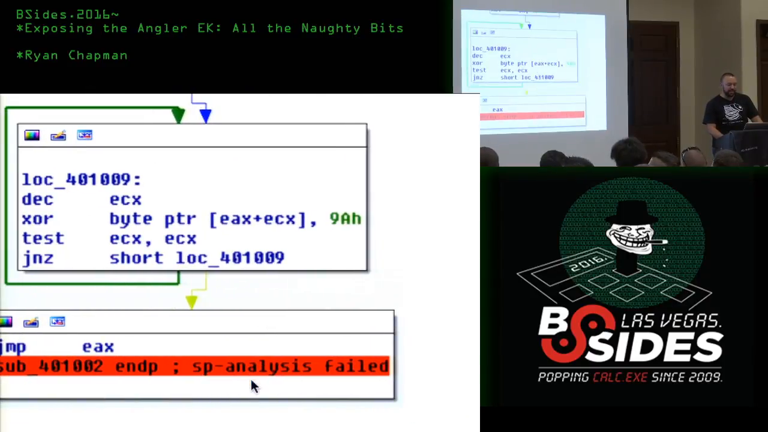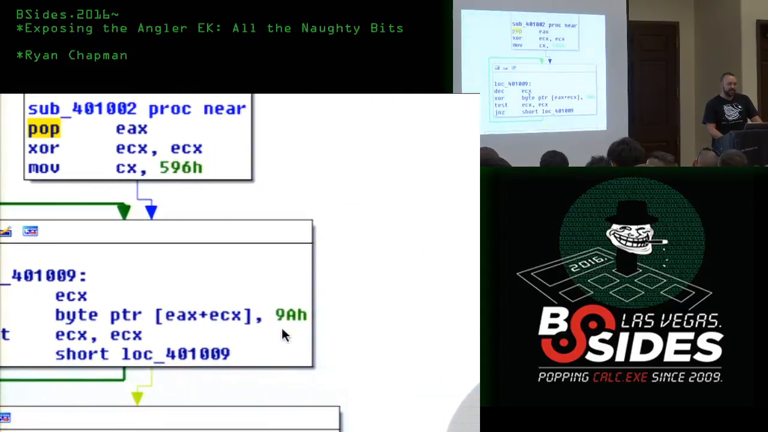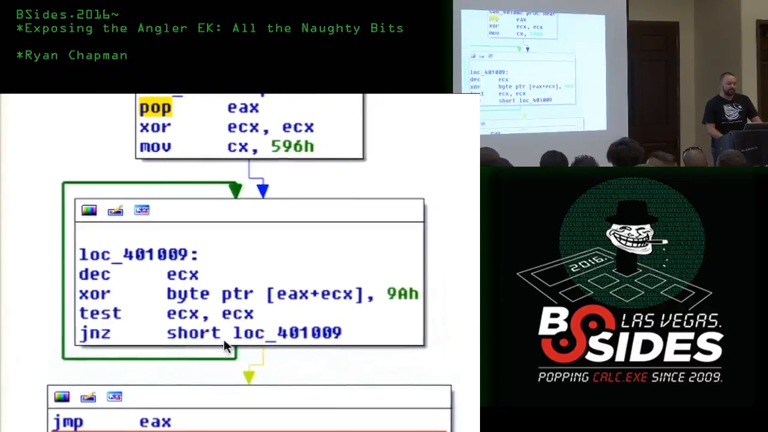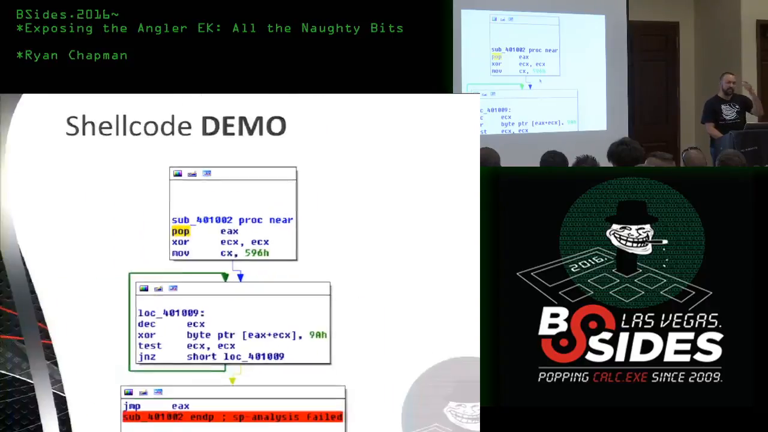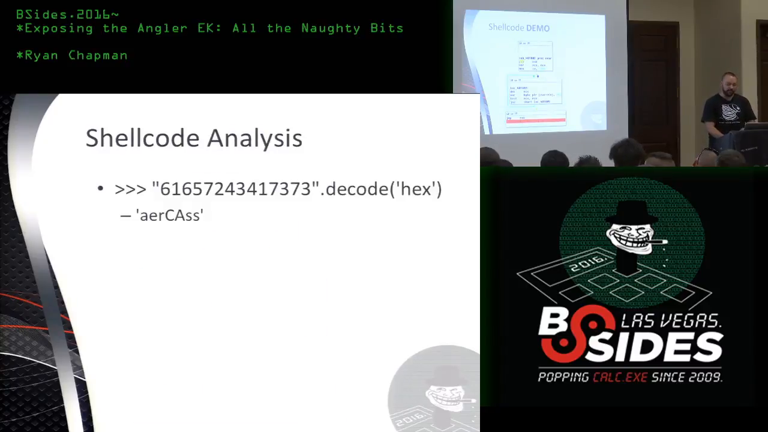So here's static analysis of the shellcode. The problem we have is down here. See where the analysis fails down here? Well, that's because see right here? See that 9A value? That's a single byte XOR key that it's going to use. And it's going to loop 596 times, hexadecimal, and as it loops, it's going to decode itself. So static analysis fails flat because it's XORed. So we're going to do live analysis.